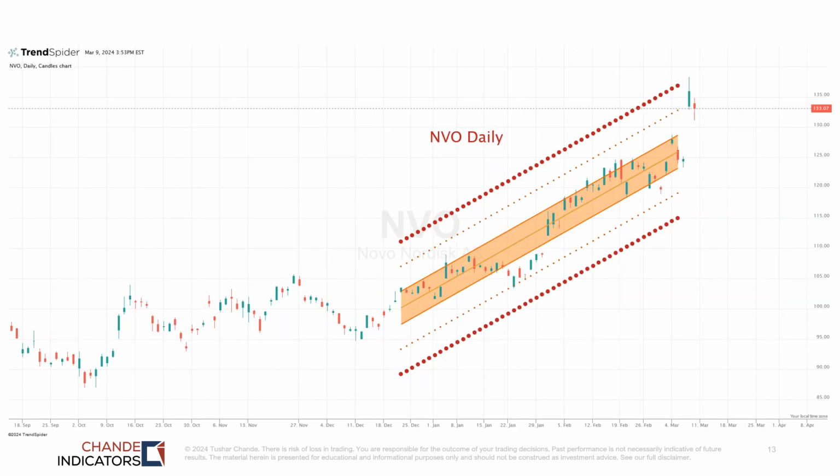This is a daily chart of Novo Nordisk NVO, and we have plotted the 1x, 2.5x, and 4x bands. And here prices have risen above the 4x band before reversing. Another example of the 4x bands or even the 2.5x bands acting as resistance when prices move outside these bands.